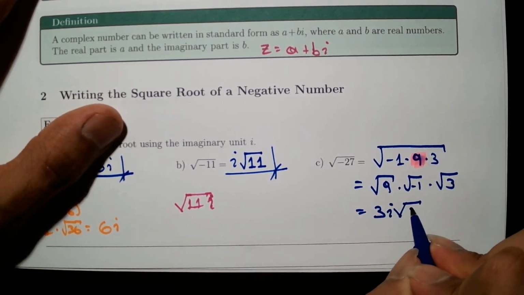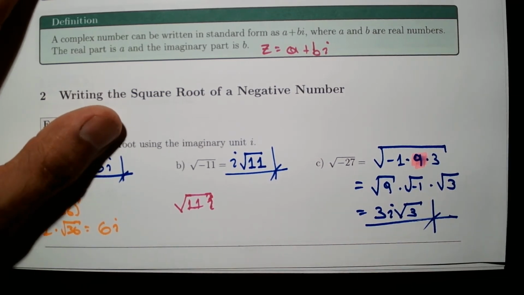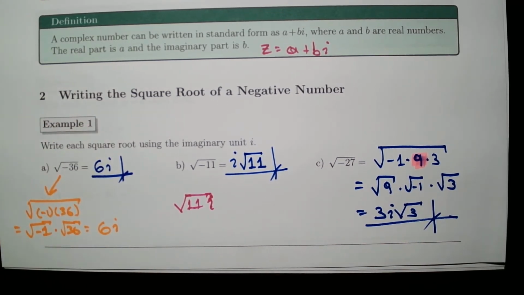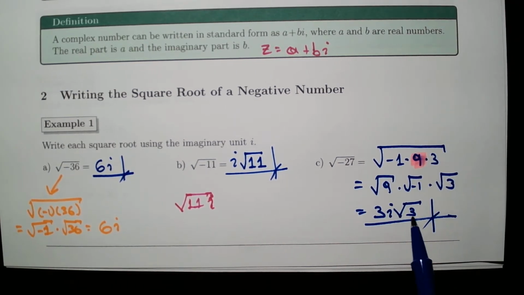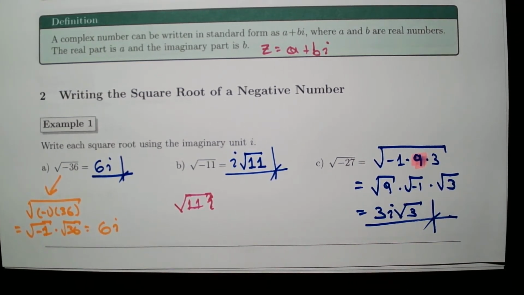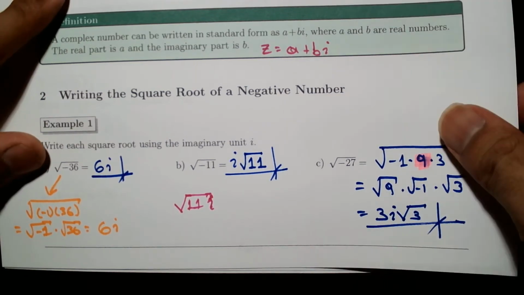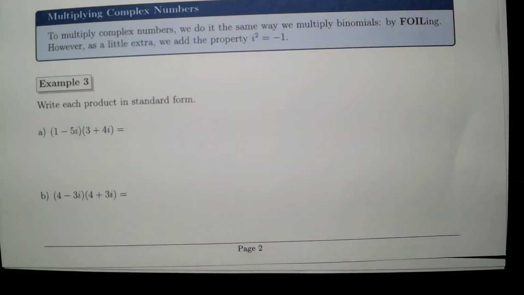And the square root of 3, just square root of 3. Again, notice the position of the i, so you don't confuse it as it is inside of the radical. Alright, so let's move on to the next page.